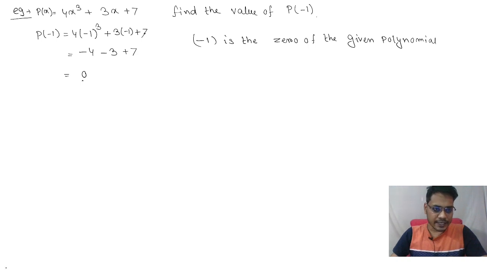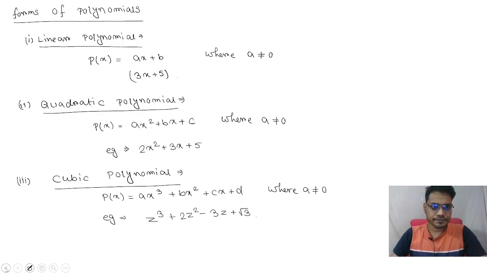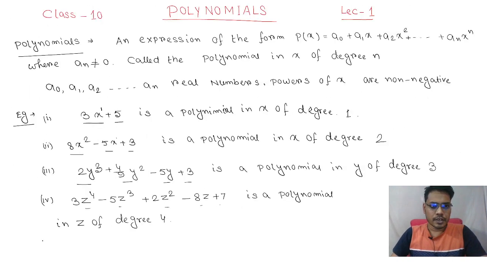So today we learned the following. First, we studied polynomials. You can write a polynomial in this form: p of x is a0 plus a1x plus a2x square plus dot dot dot up to an x raised to the power n, where an should not be 0, otherwise it becomes 0, that is why. And the power of x is always non-negative, that means positive.